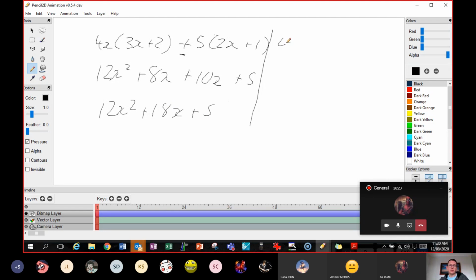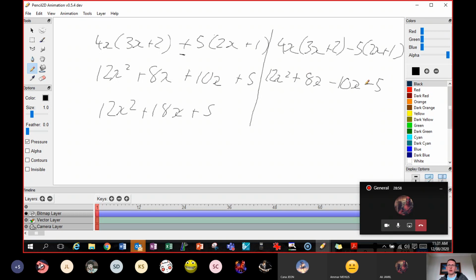You'll notice there's something slightly different with this. I'm going to do the same example, except I'm going to change it to a negative 5. Now, you'll notice when I was expanding the other one, I was saying positive 5 times 2x, positive 5 times 1. Why? Watch this. 4x times 3x is 12x squared. 4x times 2 is 8x. Negative 5 times 2x, negative 10x. This is where most people stuff up. Negative 5 times 1 is negative 5.